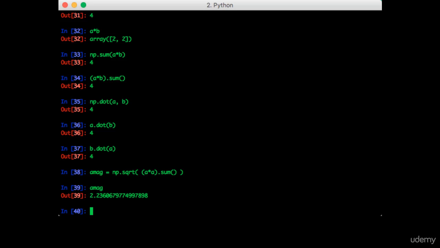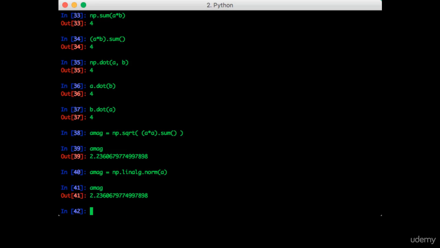NumPy actually has a function to do all this work for us, since it's such a common operation. It's part of the linalg module. So let's try that again with np.linalg.norm, and we pass in A, and we get the same answer.